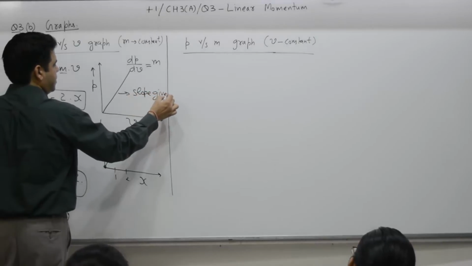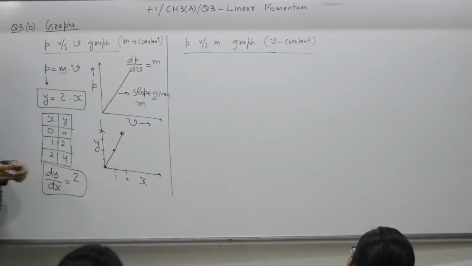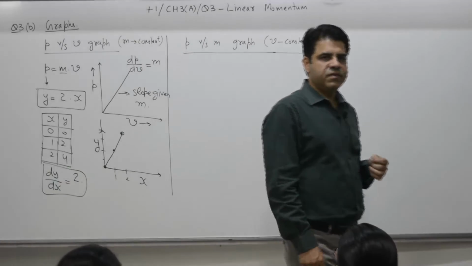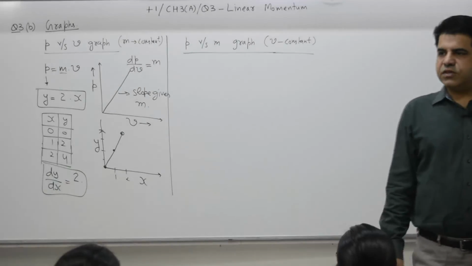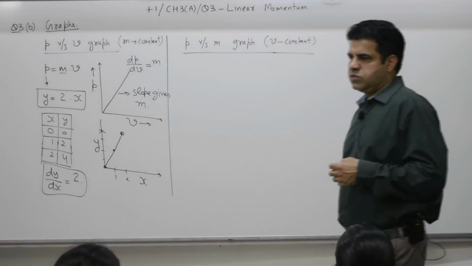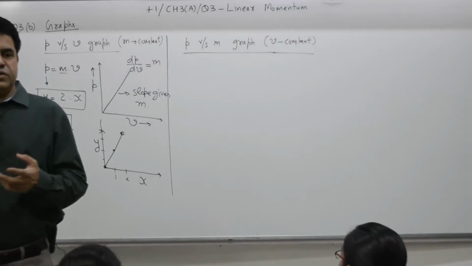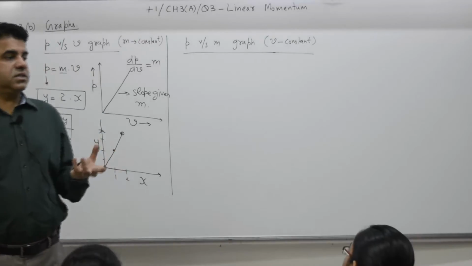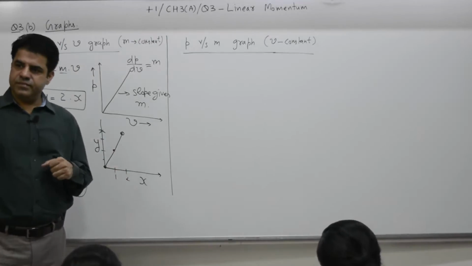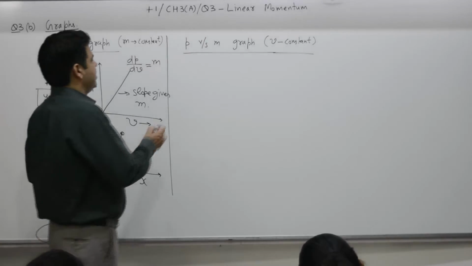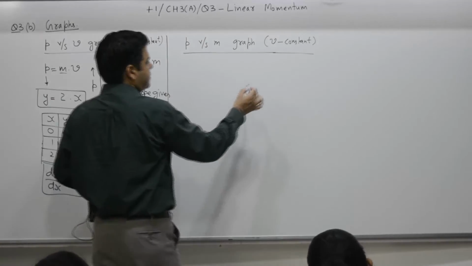Slope gives what? M. In competition, they won't write that the mass of an object is 2. They will say the slope of the PV graph for a constant mass is given to be 2. You will have to conclude that the slope of the PV graph gives mass. Indirect data. Graph 1, 2.